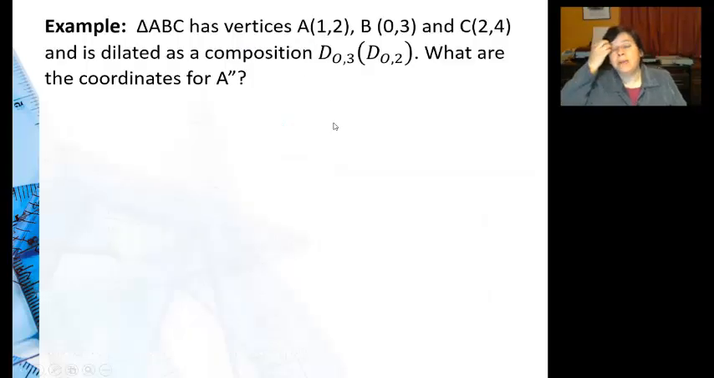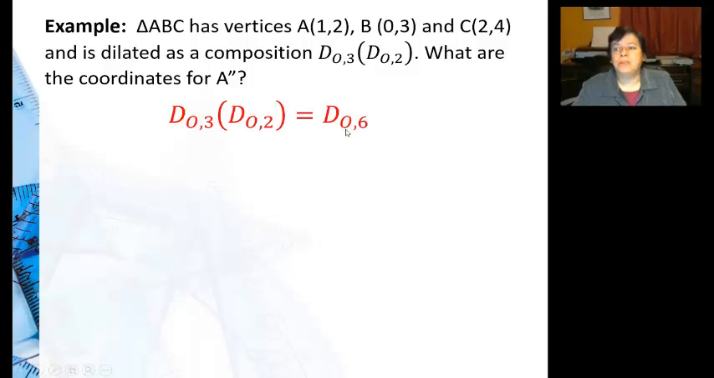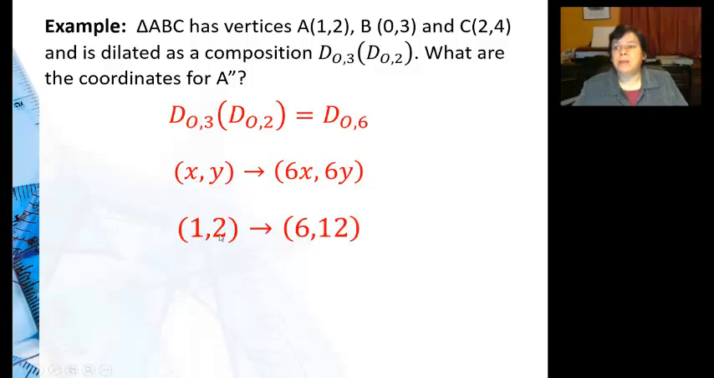So here I don't even have to give you a graph. I'm going to be doing a dilation about the origin with scale factor 3 and 2. The 2 comes first. But I can actually shorten that to just a dilation around the origin with a scale factor of 6, because 2 times 3 is 6. So normally I would just say, okay, I'm going to take x and y and multiply both coordinates. Well, 1 and 2, because I'm looking at point A, would be 6 and 12.